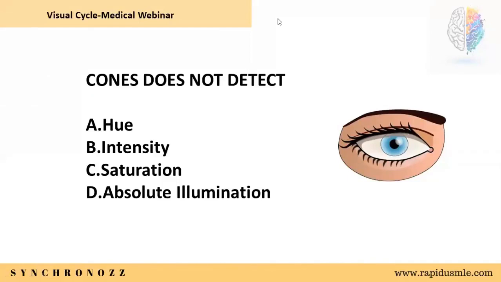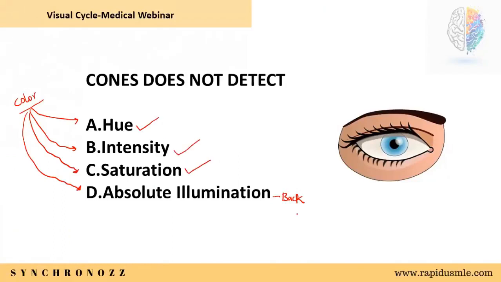As we know, cones are important for color vision, right? So I'm just taking up the answer. Cones are important for color vision. When it comes to color, the color has got 4 properties. One is hue, the other is intensity, and other is saturation. And the color always has got the illumination, that is the background illumination. Here cones help in detection of hue, intensity, saturation. But remember, the background absolute illumination property of color is actually the function of rods.